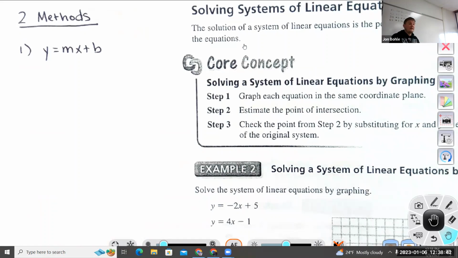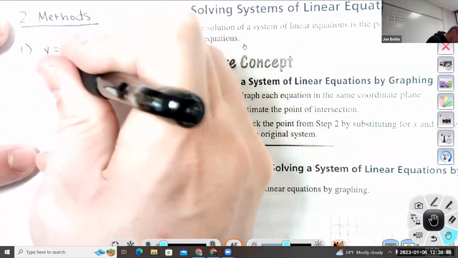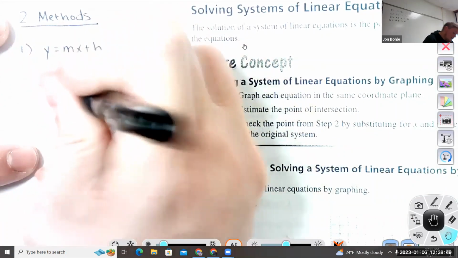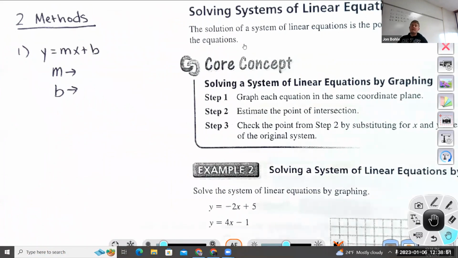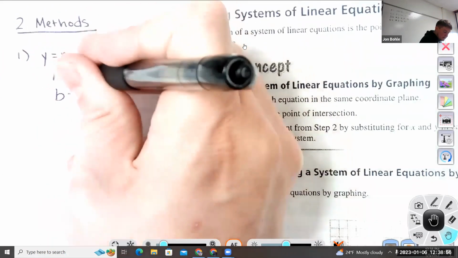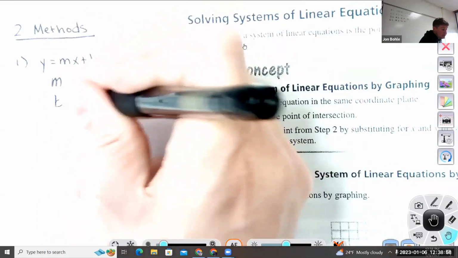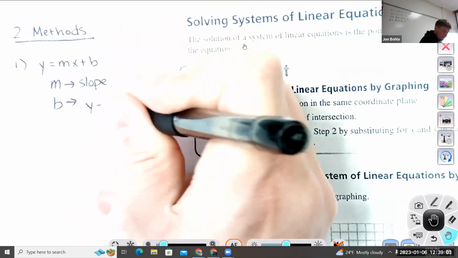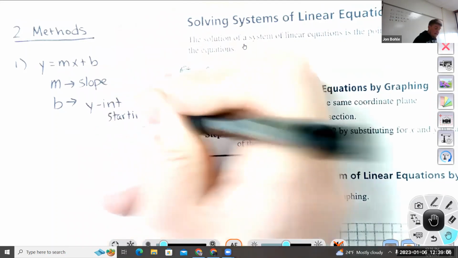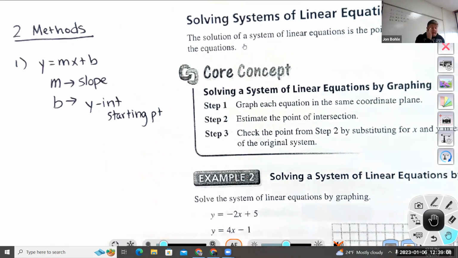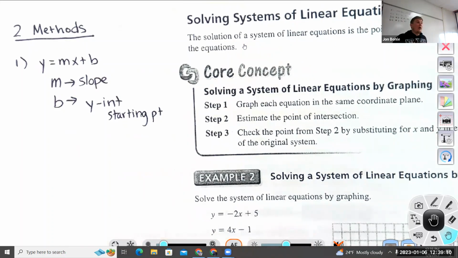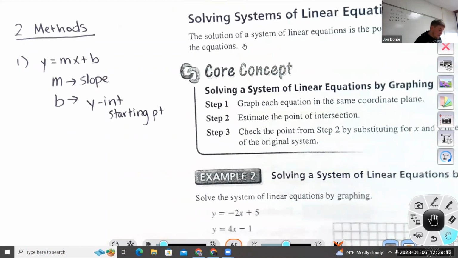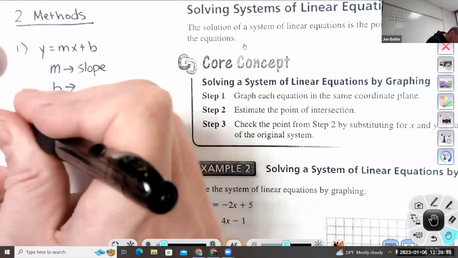And when you do that, you have to find two values. Does anybody remember what those two values are? M value and b value. More importantly, does anybody remember what the m value represents? Slope, and the b value represents y-intercept, which is the starting point. Okay. And we'll go over exactly how to graph all three of these. I'm just kind of giving you a little route of the three different options here.